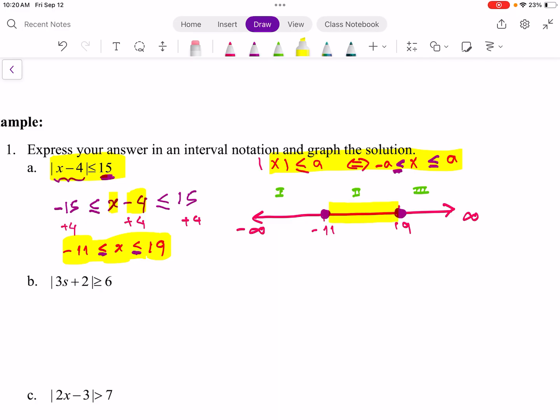Now let's write the interval notation for this part. This region starts from negative 11 and ends at 19. At negative 11 it's a closed circle, so we use a bracket. At 19 closed circle means we use a bracket, and this is the solution. So every number greater than or equal to negative 11 and less than or equal to 19 is a solution for this absolute value inequality.